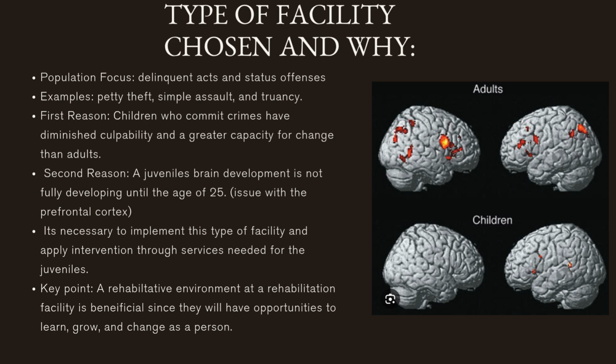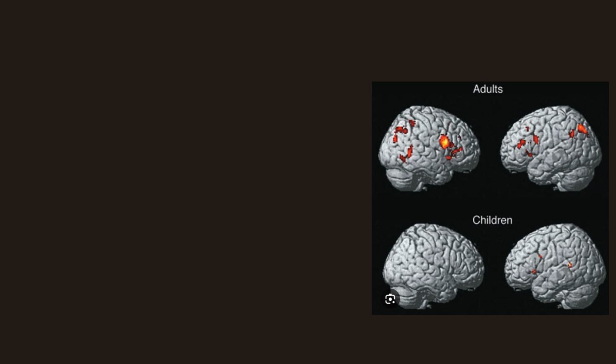Without this area being fully developed, they are more impulsive and act without thinking. With that in mind, it's necessary to implement this type of facility and to apply intervention through services that juveniles need. As I stated previously, some of these examples are vocational training and educational services. The key point for all this is to explain how a rehabilitative environment at a rehab facility is beneficial, since they have the opportunity to learn, grow, and change as a person.